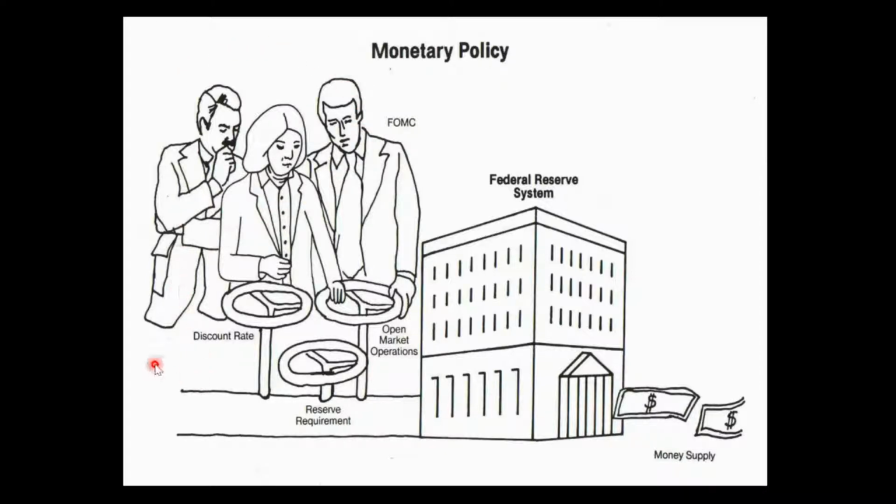So they look at things like GDP, unemployment, and inflation, all those numbers that we've talked about, and they adjust these three tools. There's the discount rate, there's the reserve requirement, and there's open market operations. And you can see they basically close or open, and then cash will flow through the system in greater supply or in diminished supply, depending on what they decide to do.